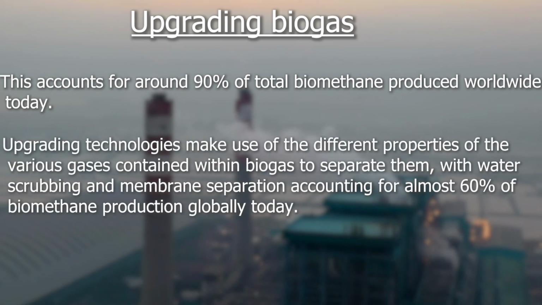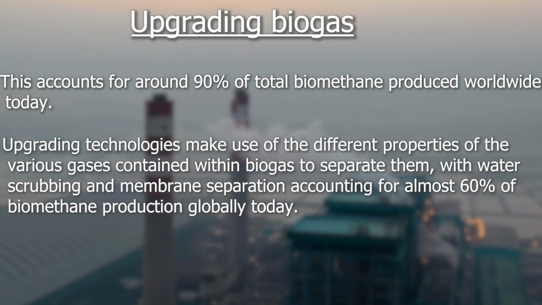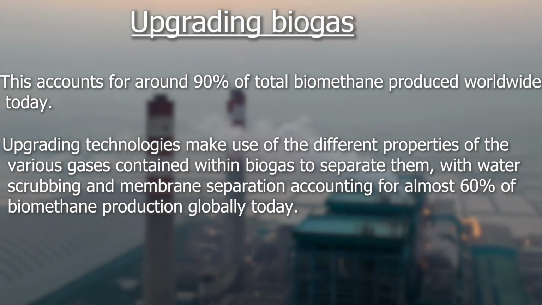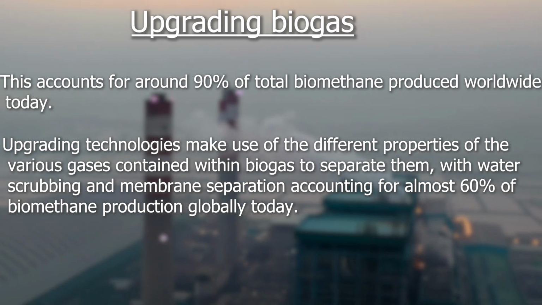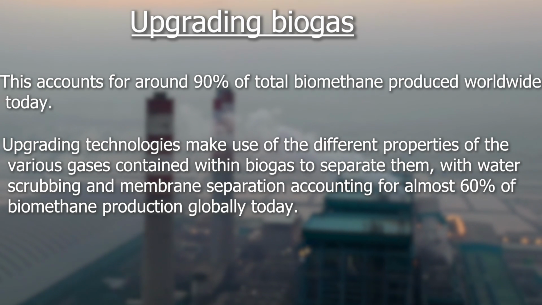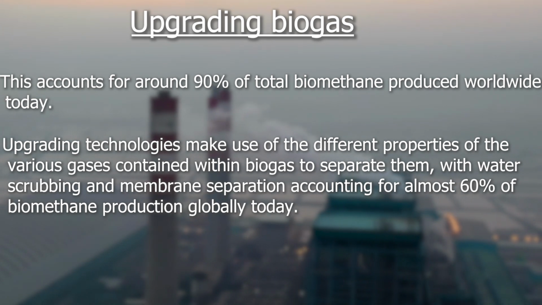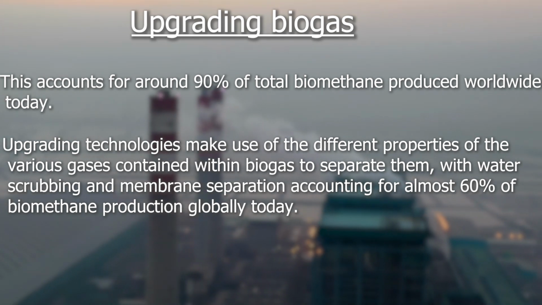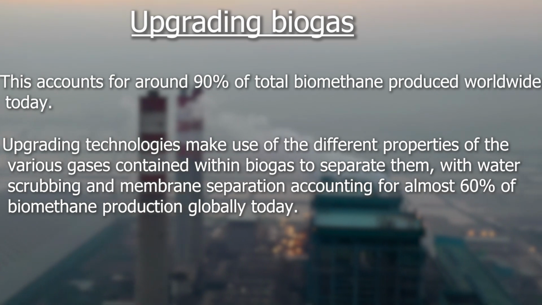Upgrading technologies make use of the different properties of the various gases contained within the biogas to separate them, with water scrubbing and membrane separation accounting for almost 60% of biomethane production globally today. In the thermal gasification of solid biomass followed by methanation, woody biomass is first broken down at high temperature between 700 to 800 degrees Celsius and high pressure in a low oxygen environment.